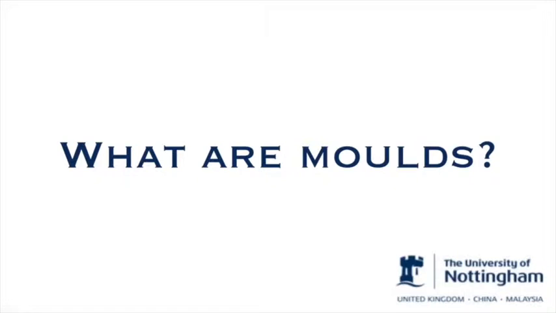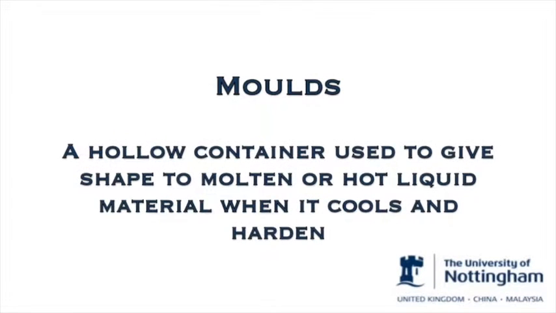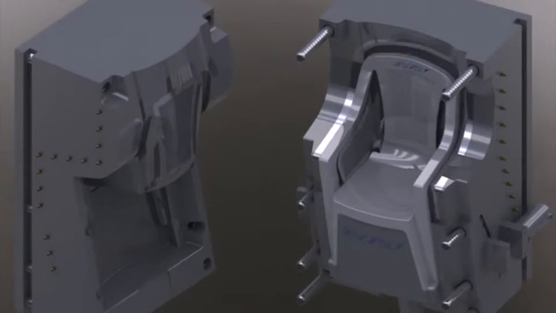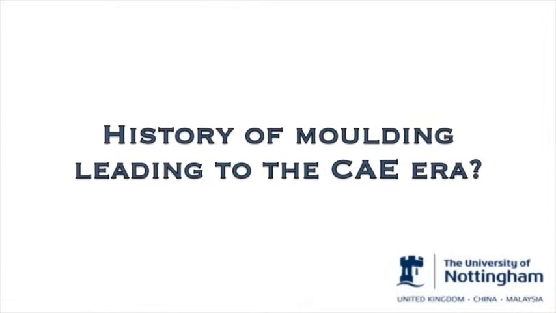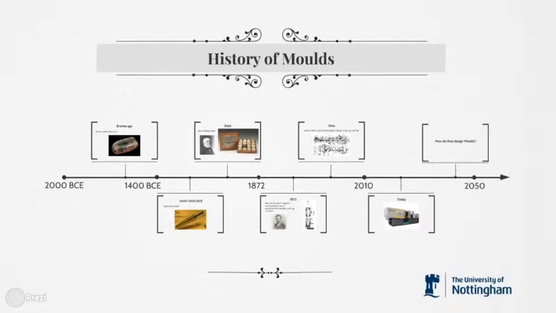So you may ask, what are molds? According to the Oxford Dictionary, a mold is a hollow container used to give shape to molten or hot liquid material when it cools and hardens. And now you may ask, when did we make the very first mold in human history? Well, for that question, let's take a look at the history of molds and the molding industry.